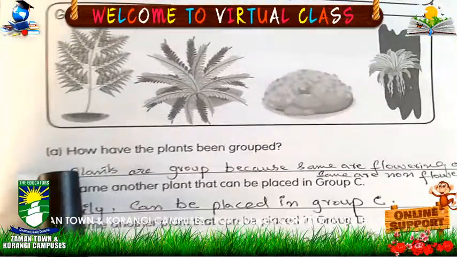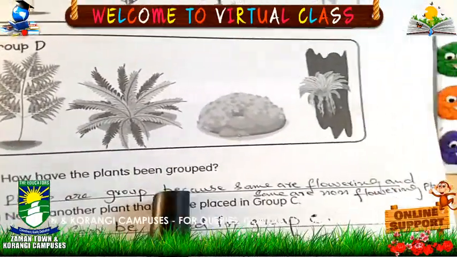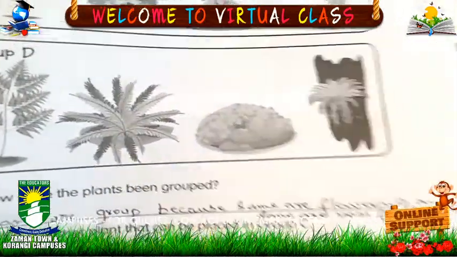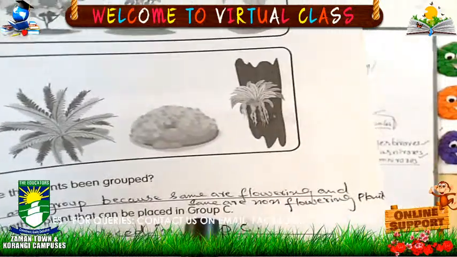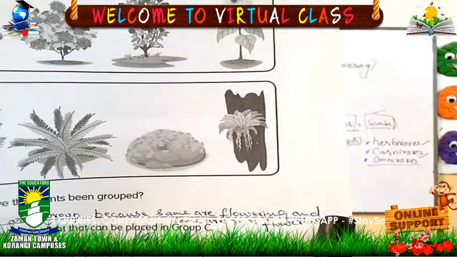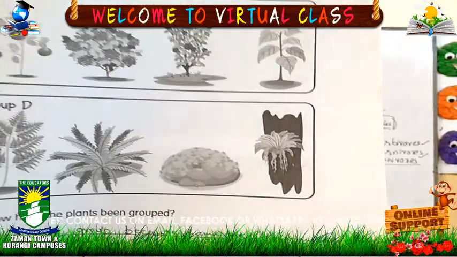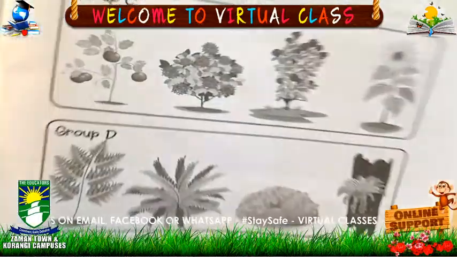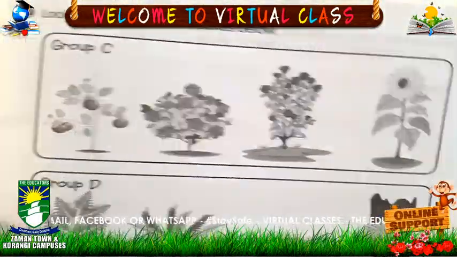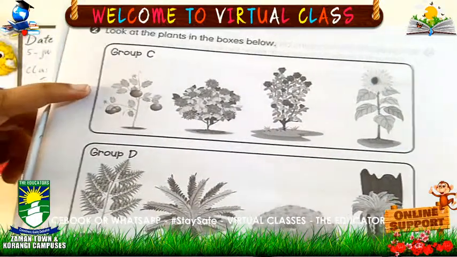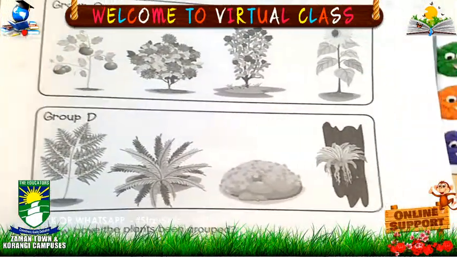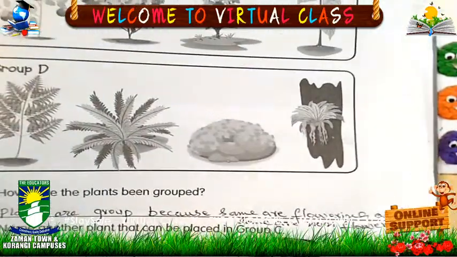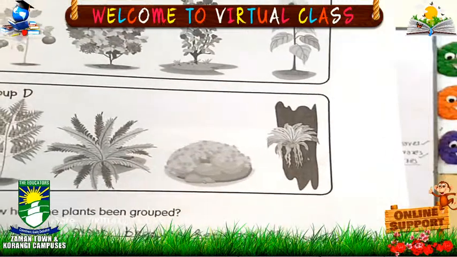Part A is, how have the plants been grouped? Why are these plants being grouped? The answer is that plants are grouped because some are flowering and some are non-flowering plants. We can see these are non-flowering and these are flowering plants. So the difference between these two groups is that these are non-flowering and these are flowering. We make a group according to their similarities and differences. Plants are grouped because some are flowering and some are non-flowering plants.